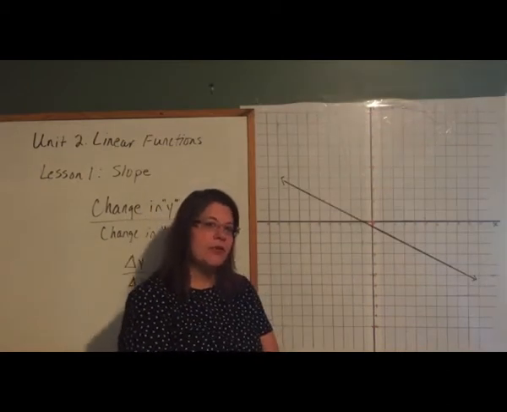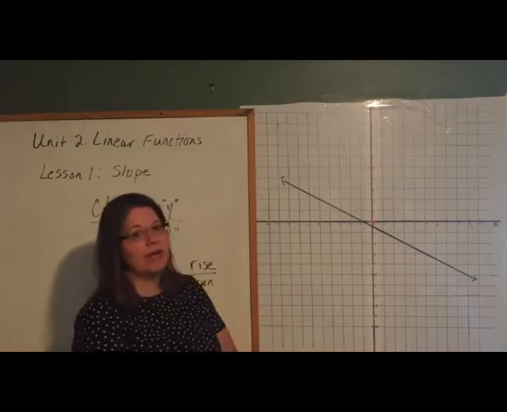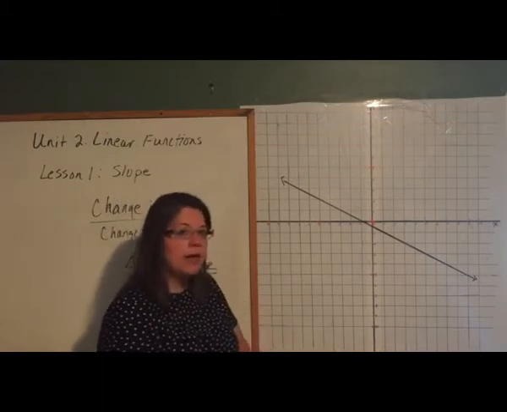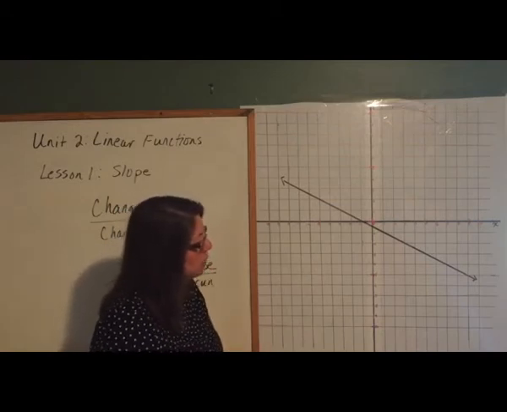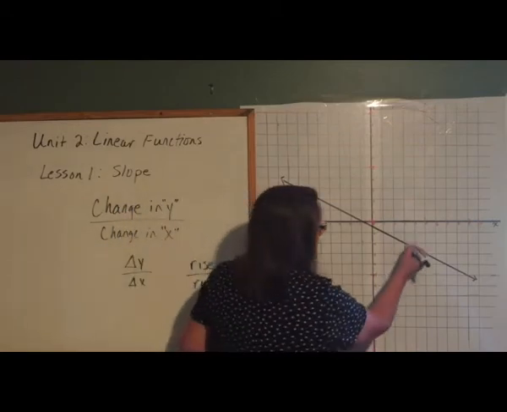In this example, the slope is going in the opposite direction. So I want to make sure we talk about how that makes the slope a little bit different. I'm going to pick a corner point somewhere on the graph. I'll just choose this one.